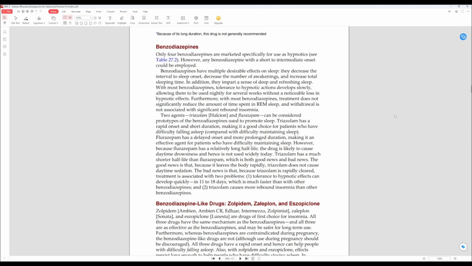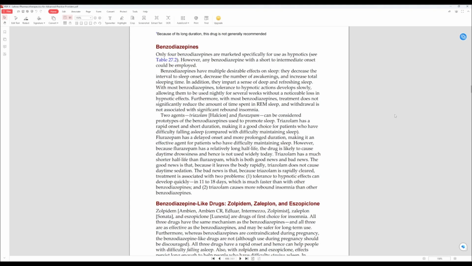With most benzodiazepines, tolerance to hypnotic actions develops slowly, allowing them to be used nightly for several weeks without a noticeable loss in hypnotic effect. Furthermore, with most benzodiazepines, treatment does not significantly reduce the amount of time spent in the REM sleep cycle, and withdrawal is not associated with significant rebound insomnia. Two agents, triazolam and flurazepam, can be considered prototypes of the benzodiazepines used to promote sleep.